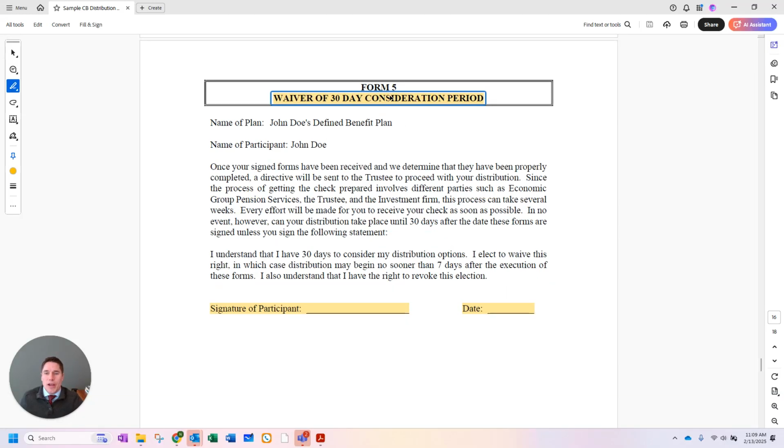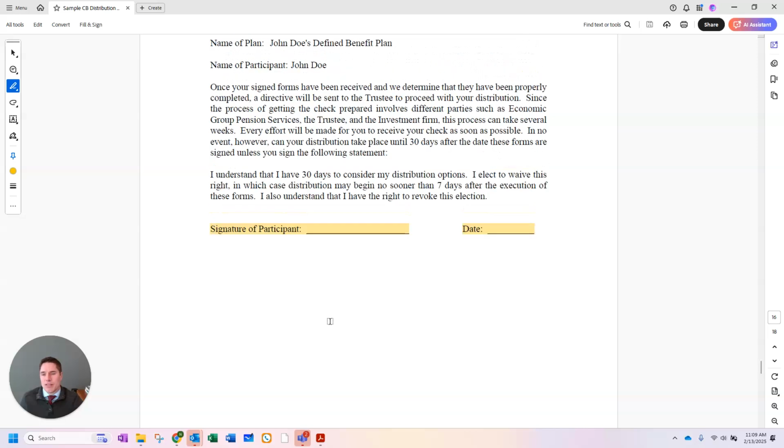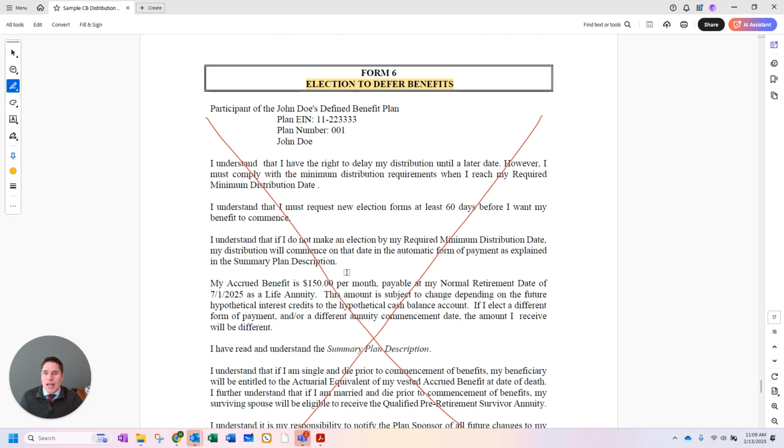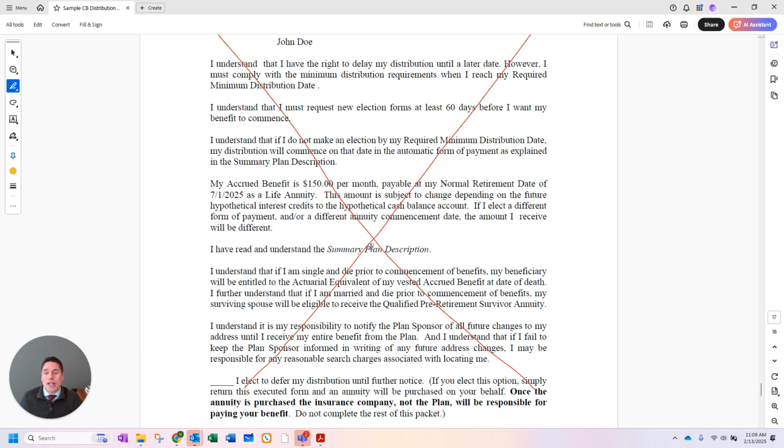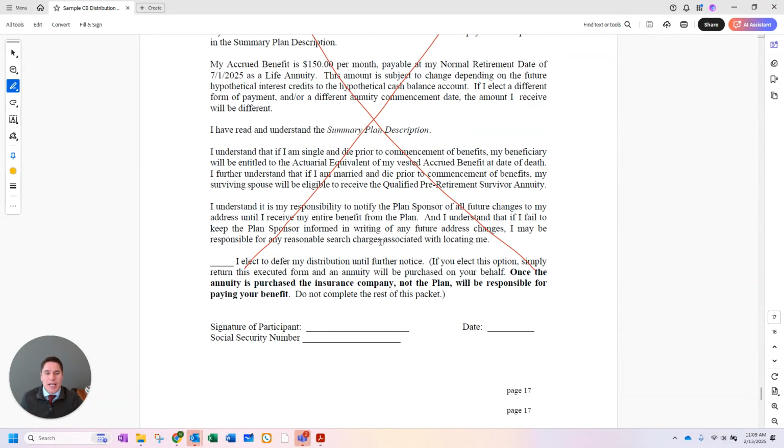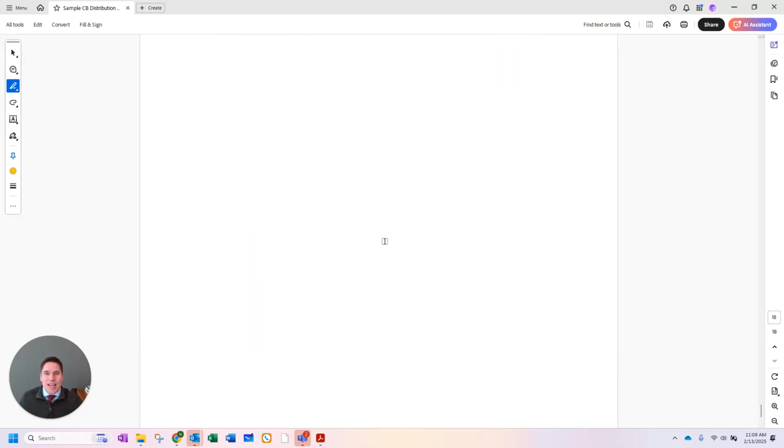And then this Form 5 waiver of 30-day consideration period. This means that you can make the decision and then you have 30 days to rethink it. And if you sign this, you're waiving that 30-day consideration period. And then election to defer benefits. Deferring benefits means I don't want to take the benefits now. I just want to wait longer. You do not want to do that. The plan is shutting down right now. And so you definitely want to get your money out as soon as possible and roll it into the 401k plan. So that's the end of the paperwork.